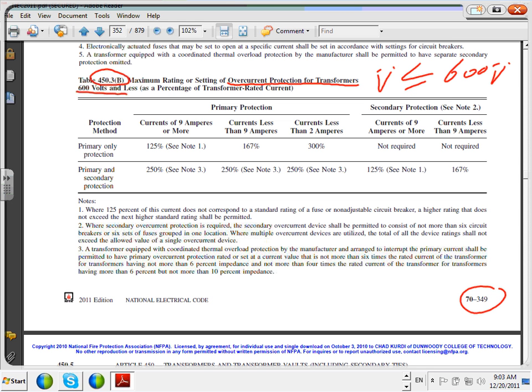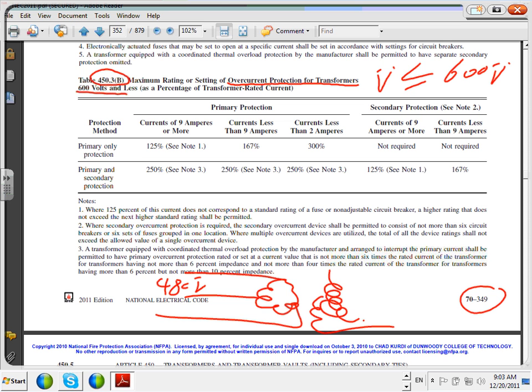Let me give you an example of that. Here's a transformer. This is 480 volts, and from this side, 208/120 volts. Does this table apply to this transformer, and why? Yes, because the voltages of both the primary and the secondary are less than 600 volts. Okay, so that's rule number 1.